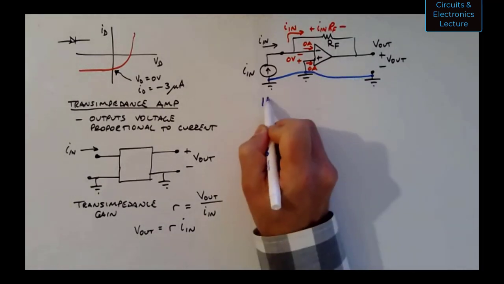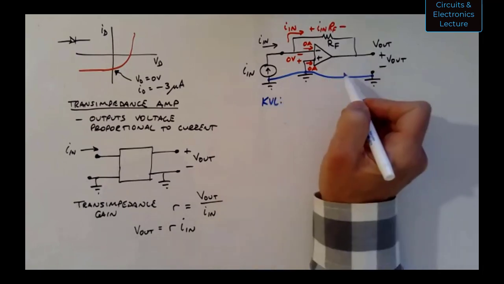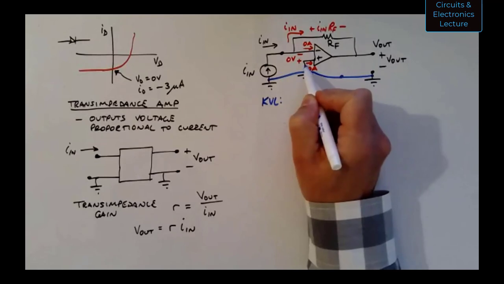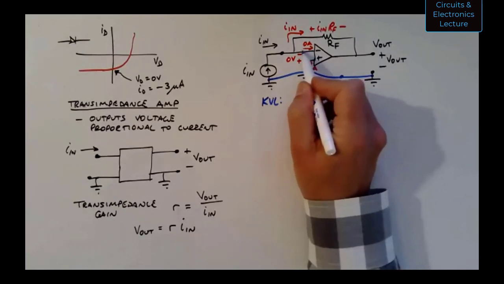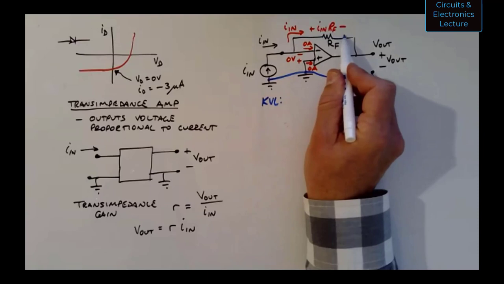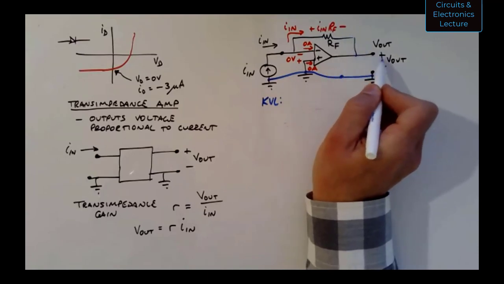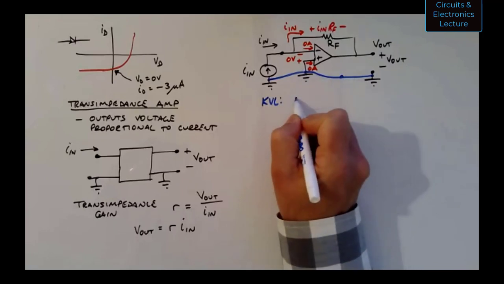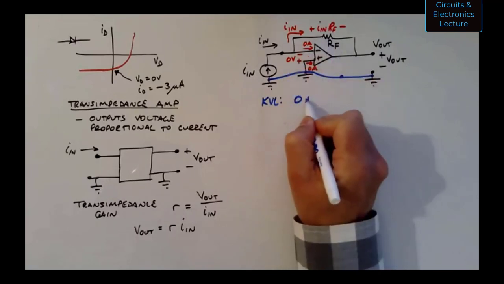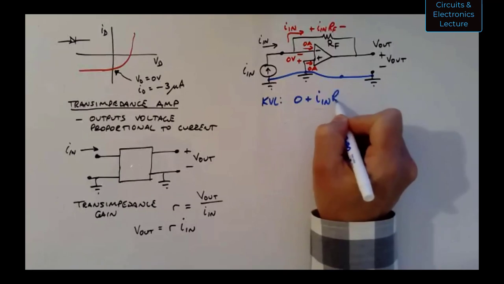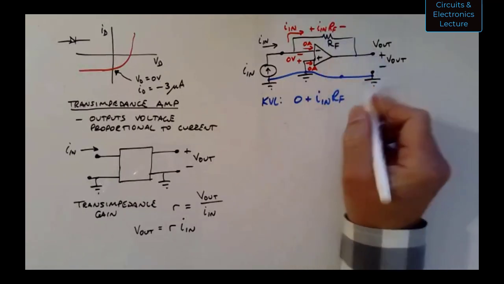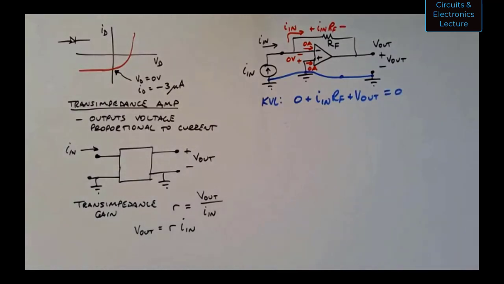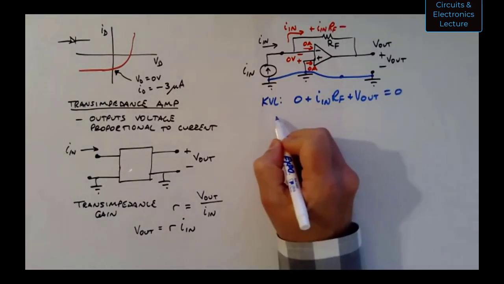I think I can write a KVL equation. Oh, let's start here and go this way. So let's see, plus zero plus IN times RF plus V out equals zero. I think that's gonna give me what I want. So let's see, plus zero plus IN RF, right, plus V out equals zero. So there's my equation here.